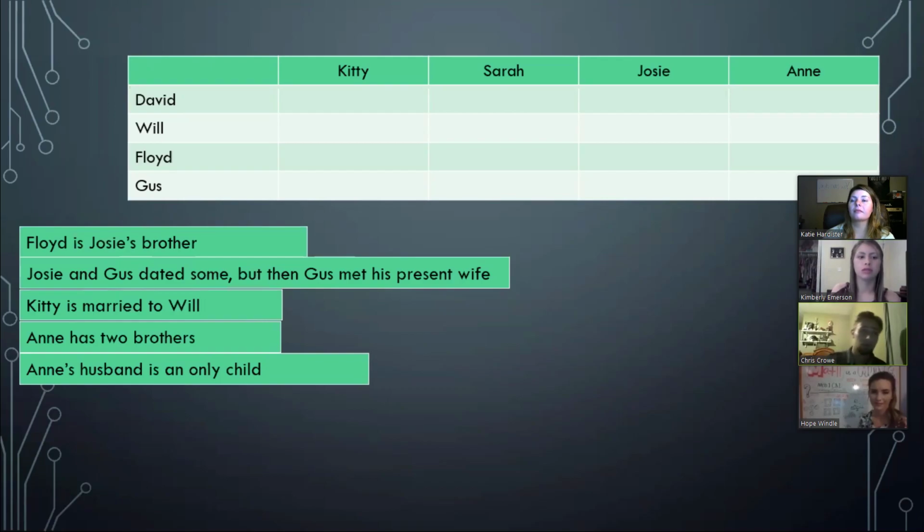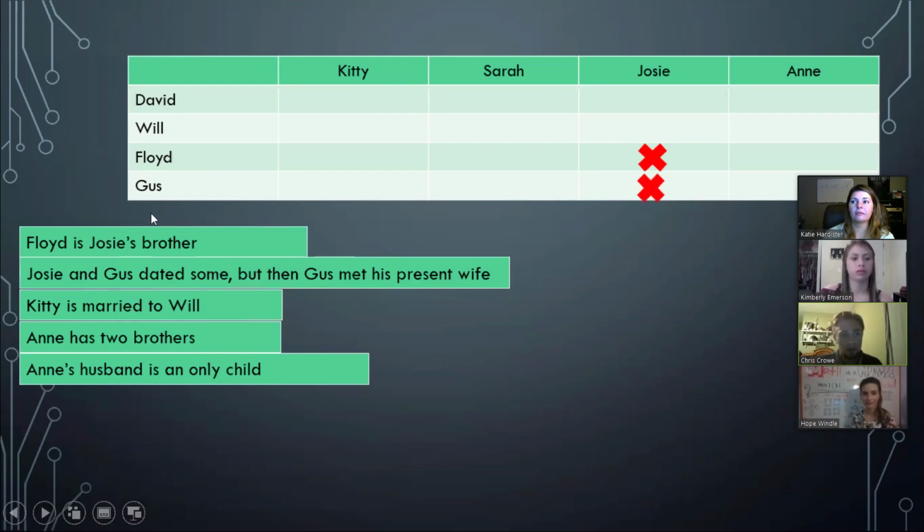Absolutely. The process of elimination is incredibly simple so people understand what you're doing. So using the clues, we can pinpoint who is married to who. Starting off with the first clue, for example, we see that Floyd is Josie's brother. So that immediately eliminates Floyd and Josie from being married. And moving on to the second clue, we can see that Josie and Gus dated once, but then Gus met his present wife. So that eliminates Gus and Josie from being married as well.